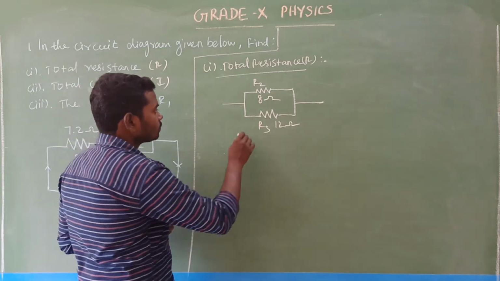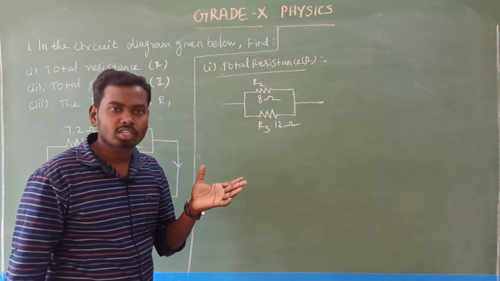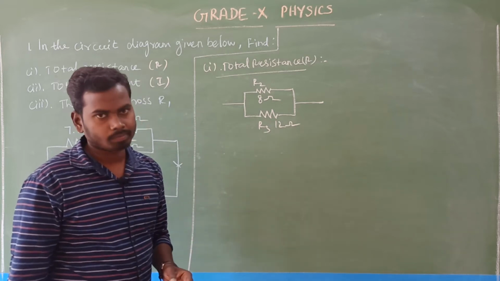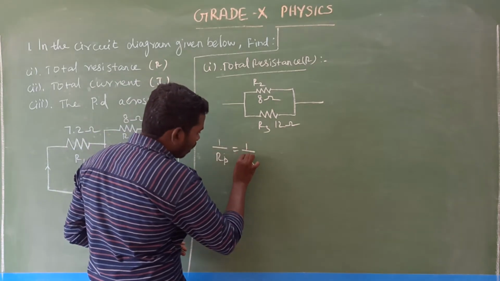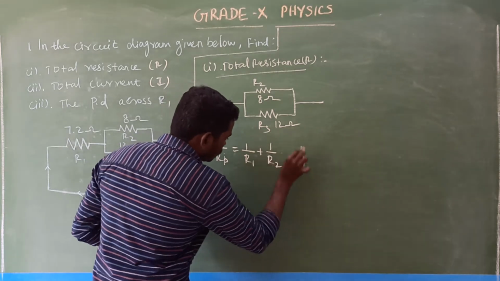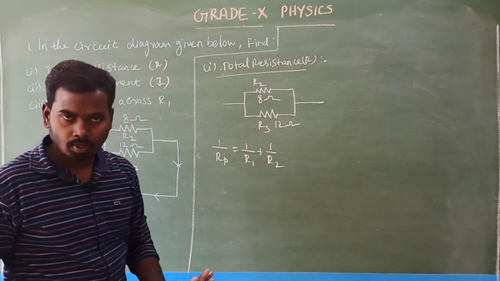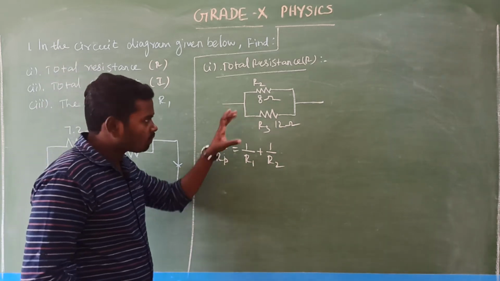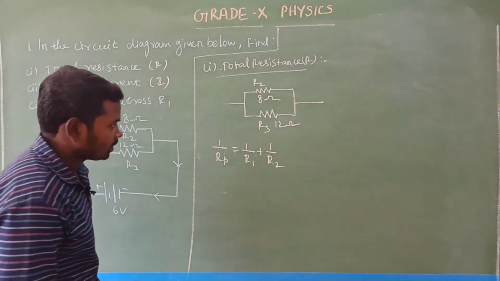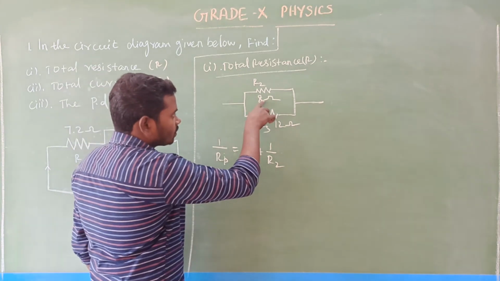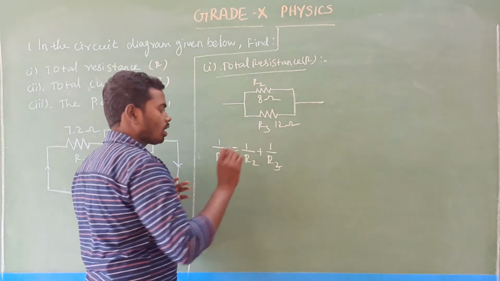Look at here. We already know the two resistors are in parallel. What is the total resistance value in a parallel circuit? In a parallel circuit, 1 by Rp is equal to 1 by R1 plus 1 by R2, because we have just two resistors. So we need to calculate the total resistance for these two resistors only. You don't involve the first one, let it be. Here you can change R1 and R2 into R2 and R3, no problem at all.